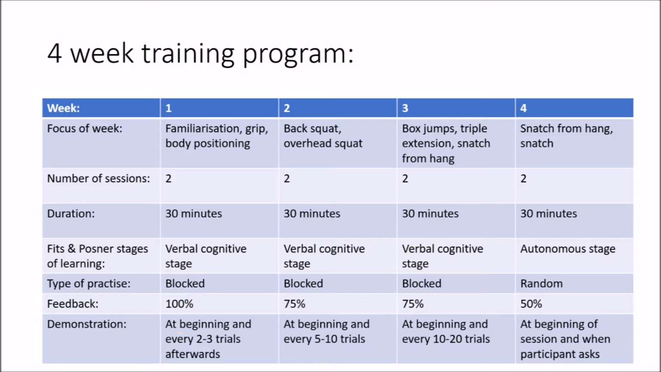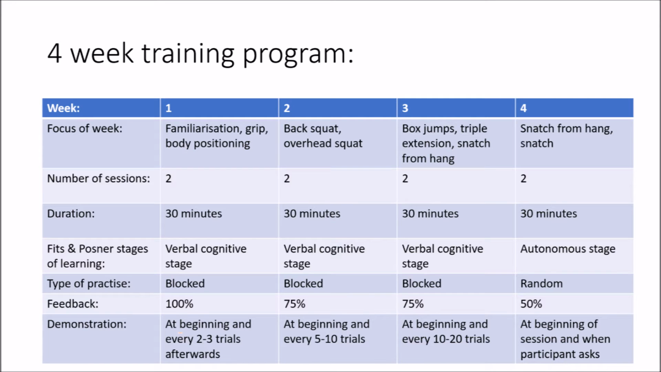Finally, week 4 will focus on putting the entire movement together and starting to master a snatch. The client will practice a snatch from the hang knee height and snatch from the floor. Over the 4-week period, the client will complete 4 hours of training/practice. We feel this is enough for the client to reach the autonomous stage of the fitts and posner stages of learning.